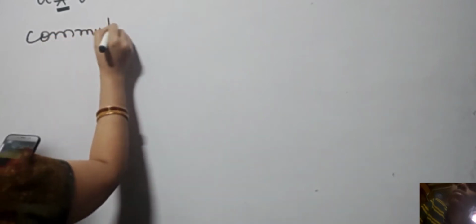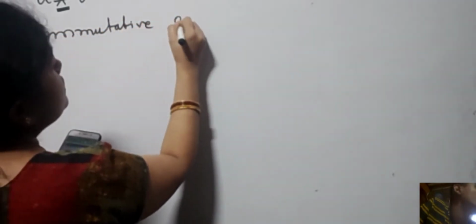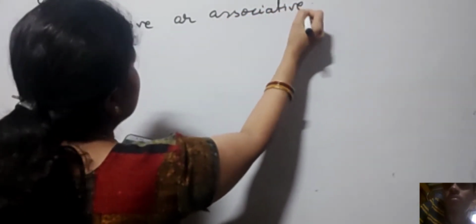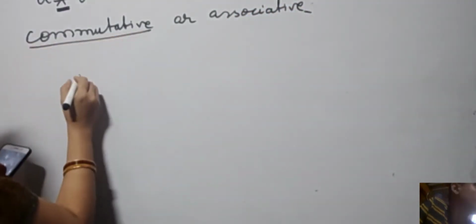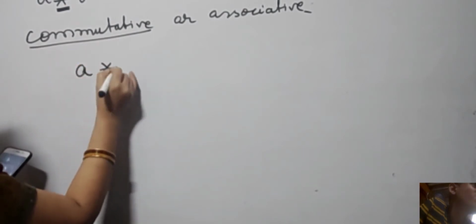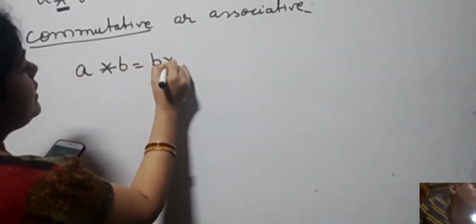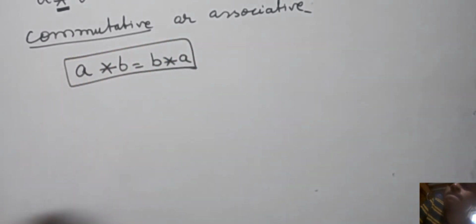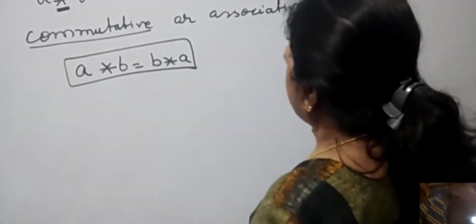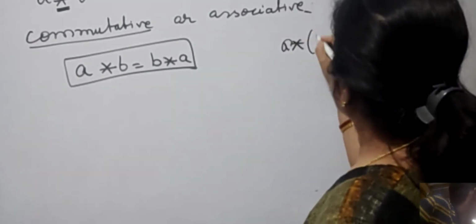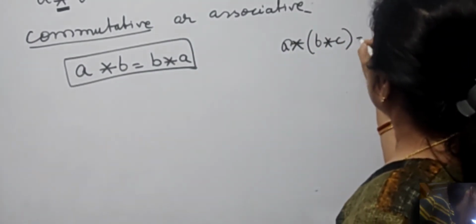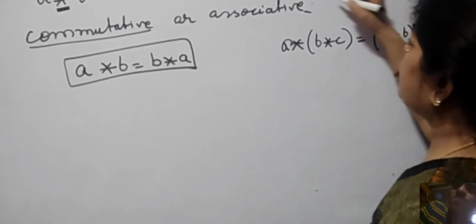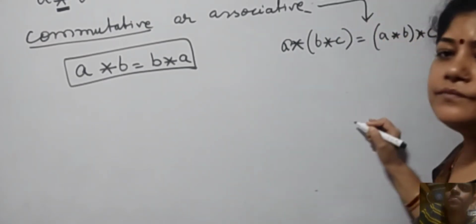Commutative or associative? In the commutative, what we have? A operation B is equal to B operation A. This is the property of commutation. Clear? And A operation B operation C is equal to A operation B operation C. This is the property of associativity.